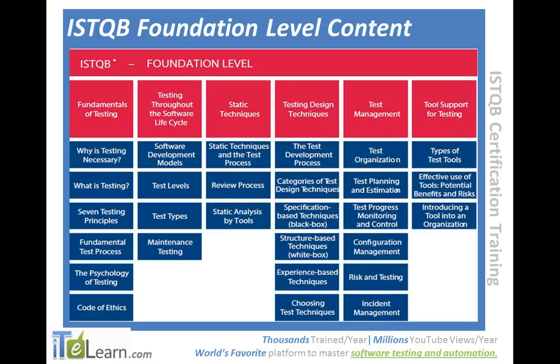Then followed by that, we'll be talking about static techniques, basically how review happens: self review, peer review, team level review, and how that happens. And then we'll talk about some of the static analysis tools also that help in generating test data and other stuff. So testing design techniques. We'll talk about the test development process, categories of test design techniques, black box testing, white box testing, gray box testing, experience based techniques, and then choosing the best testing technique for your application.